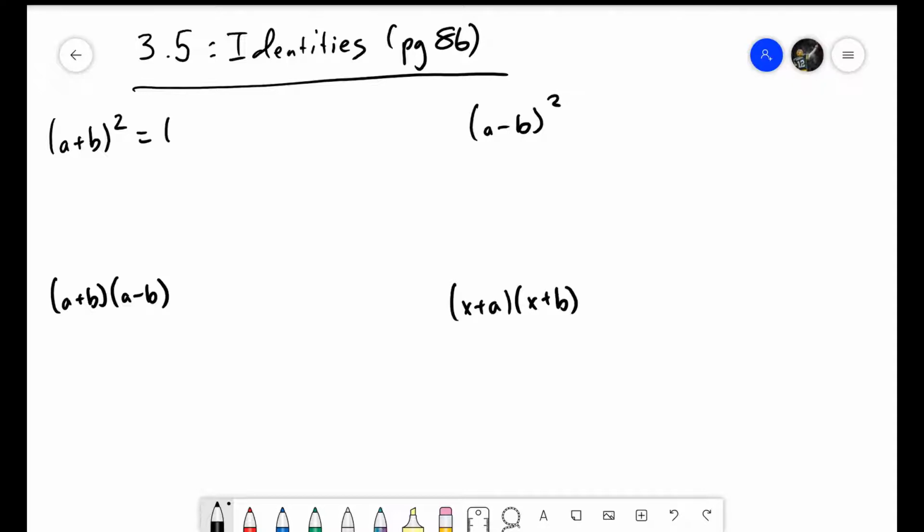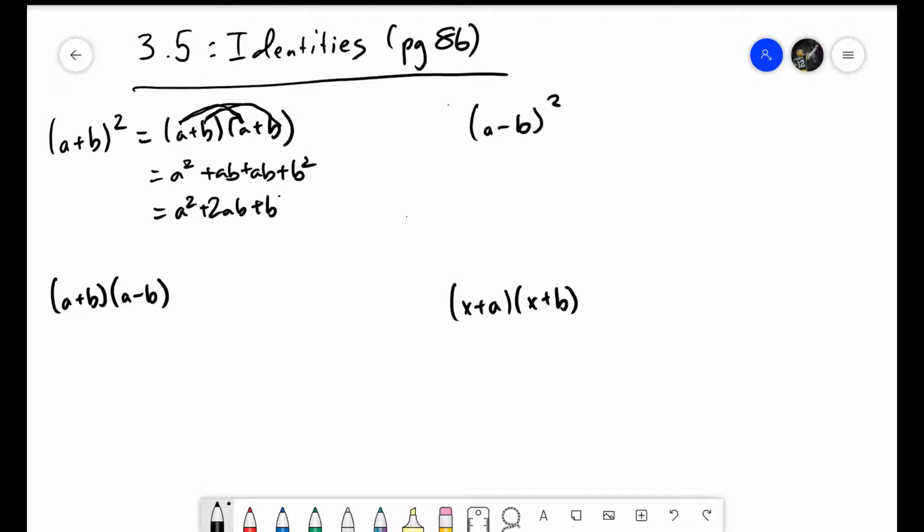So to do this, we have to rewrite this as (a + b) times (a + b). Then you can use the formula for multiplying binomials by each other to expand this. So first, a times a becomes a squared. A times b becomes ab, b times a becomes ab, and then b times b becomes b squared. Therefore, (a + b) squared is equal to a squared plus 2ab plus b squared.